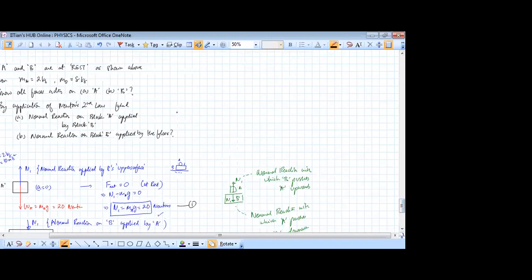Okay. The normal reaction on the block A applied by B is 20 newtons upwards. What kind of normal reaction is acting on A due to B? Upward direction. You can see in this diagram, it's upwards. Whereas what force does the floor apply on B? It's 100 newtons and again upwards. That is a complete solution.